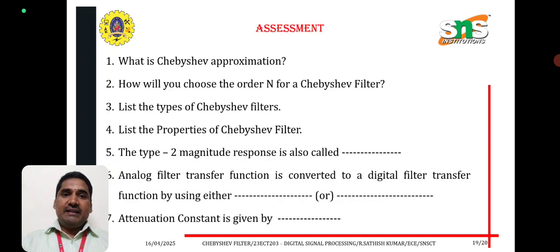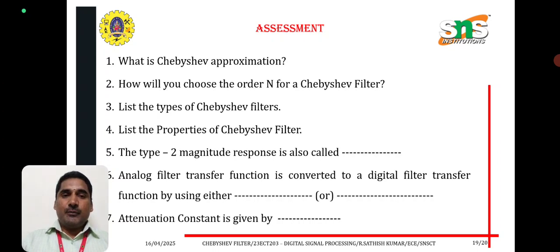Next one, what is Chebyshev approximation? The Chebyshev approximation is selected to determine the frequency response of a transfer function, the approximation function. The approximation function is selected such that the error function is minimized over a band of frequencies. How will you choose the order N for a Chebyshev filter? N = cosh⁻¹ of [(1/A² − 1) / (1/Ap² − 1)]^(1/2) divided by cosh⁻¹ of (Ωs/Ωp).